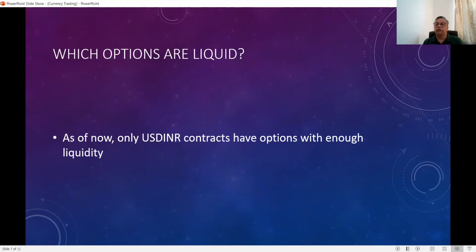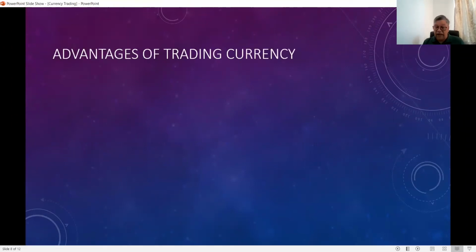Most of the other options exist, but nobody trades in them. Slowly, steadily, as and when the liquidity increases, then we can start trading them. But at present, there is no point in getting stuck in those lots. So we will limit ourselves to USD INR for now. What is the advantage of trading currency?